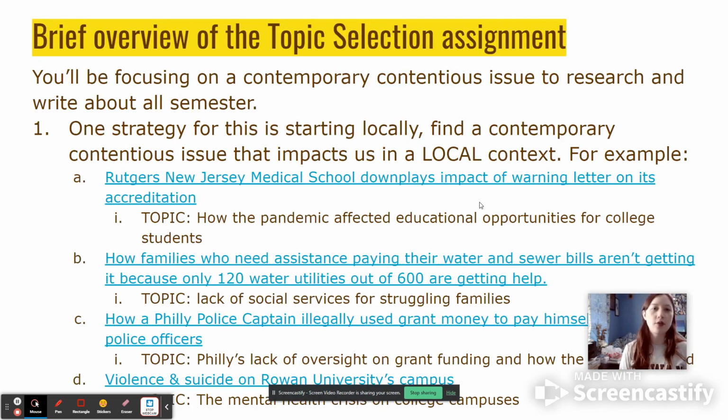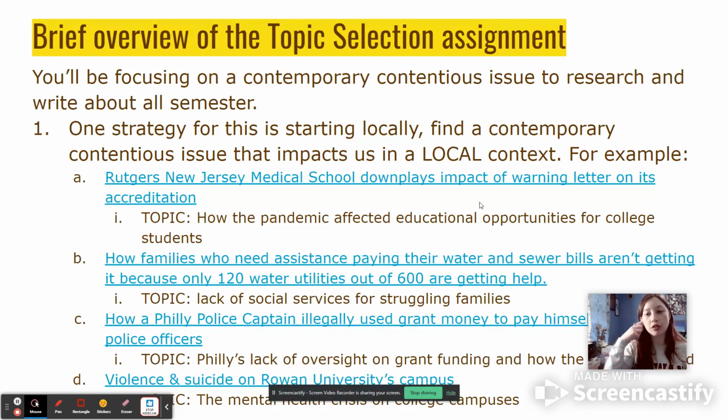So here's a brief overview, essentially. You're going to focus on one contemporary contentious issue to research and write about all semester. One strategy for this is to start locally, or you can think about this in a more global context in terms of how it affects our lives.